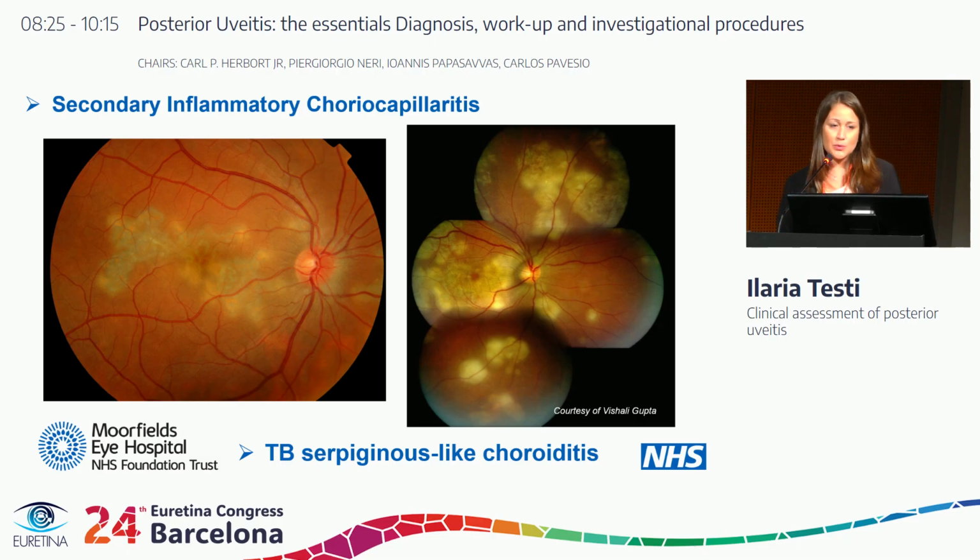First of all, serpiginous-like choroiditis, the TB one, is usually unilateral, while the other one is usually bilateral. Then you can see here on your left, the lesion usually starts at the level of the macula with peripapillary sparing, okay? And then in the TB one, it's usually multifocal, not contiguous, and you can have intraocular inflammation, which is usually absent in serpiginous choroiditis.